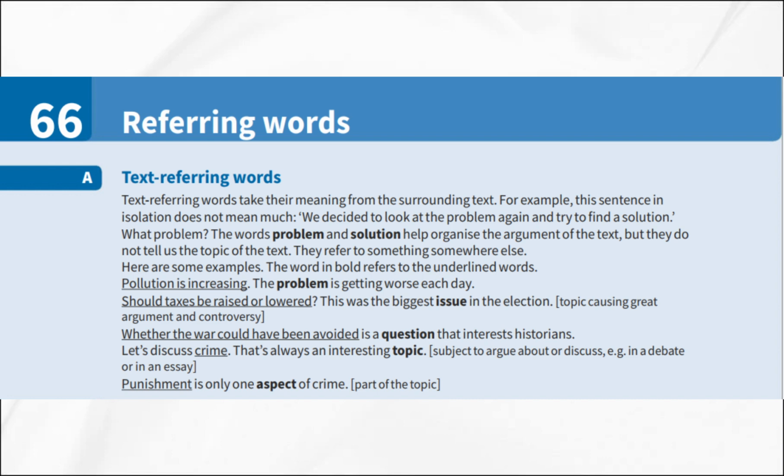Pollution is increasing. The problem is getting worse each day. Should taxes be raised or lowered? This was the biggest issue in the election. Issue means a topic causing great argument and controversy. Whether the war could have been avoided is a question that interests historians. Let us discuss crime. That is always an interesting topic. Topic is a subject to argue about or discuss, for example, in a debate or essay. Punishment is only one aspect of crime. Aspect means a part of the topic.